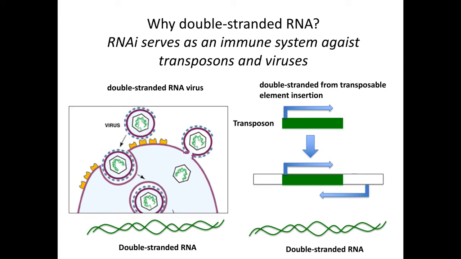Now you might be wondering, why the heck would there be a system in place to take double-stranded RNA, load it into a protein, and use that double-stranded RNA siRNA complex to identify mRNAs and destroy them all? It turns out this system, RNAi, or RNA interference, serves as an immune system against transposons and viruses.